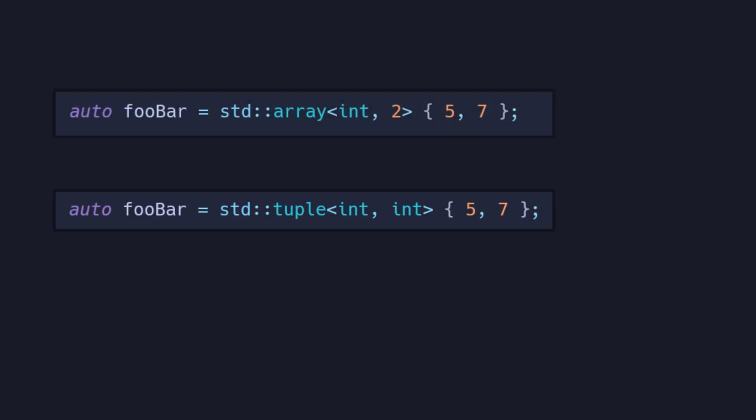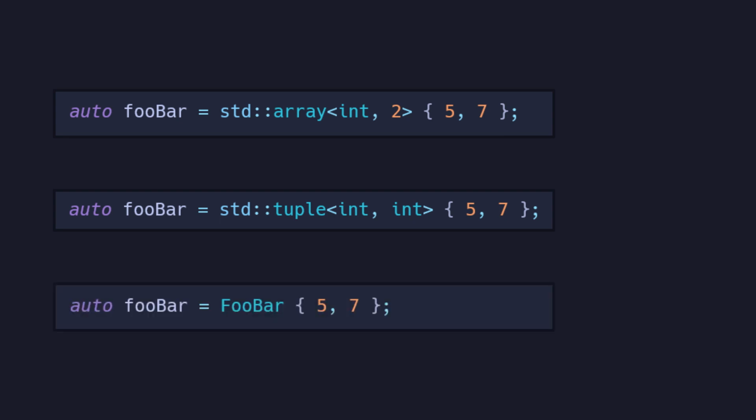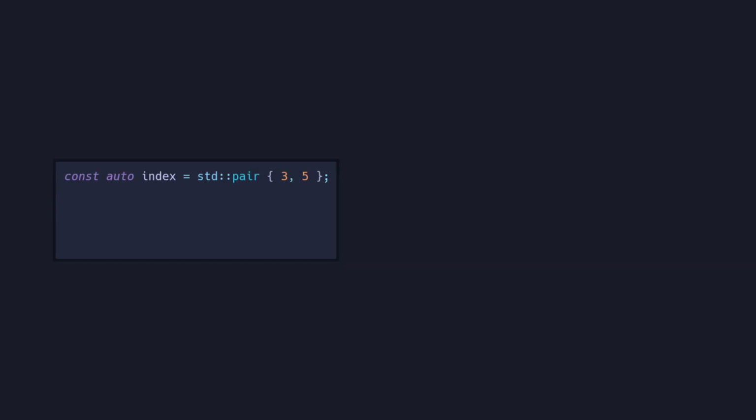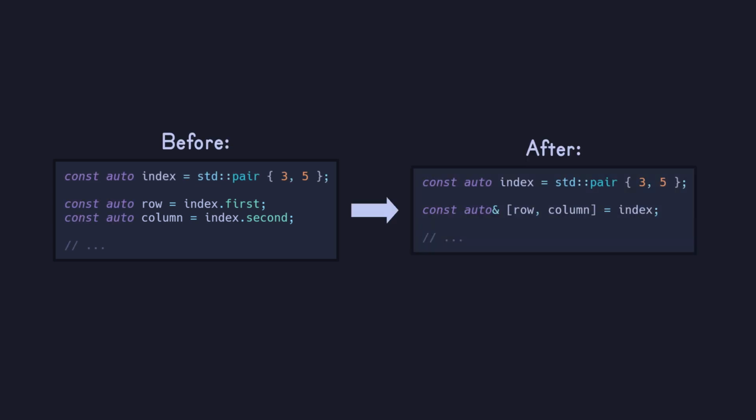But first, let's talk about how to use them. To start out, we'll need some piece of data. We can use an array, tuple-like, or, since C++20, a struct. Consider the following example, a pair holding a two-dimensional index. Usually, we would make these values more accessible by assigning them to variables with a clear name. Structured bindings allow us to shorten this code to the following.